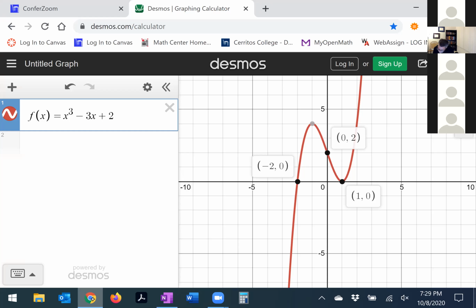Okay, what's my relative max? Where did that occur? Oh, it occurred at -1, 4. Just like we had shown. Where's our relative min? At 1, 0. Where's our point of inflection? Where does it change from concave down to concave up? At 0, 2.